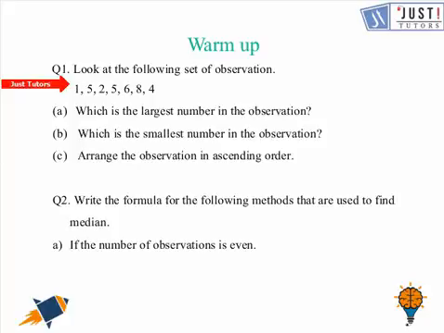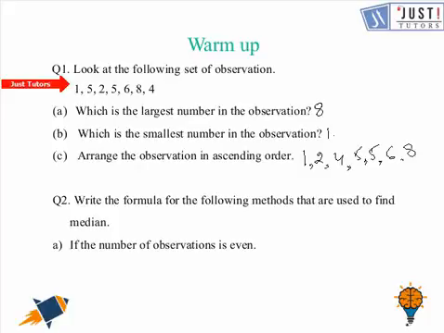Question number 1 says, look at the following set of observations and answer the following questions. Part A is, which is the largest number in the observation? That is 8, we can work that out. Part B says, which is the smallest number in the observation, which is 1. And part C says, arrange the observations in ascending order. So we can work it out as 1, 2, 4, then 5, 5 again, then 6 and 8. So this is the required answer for this question.